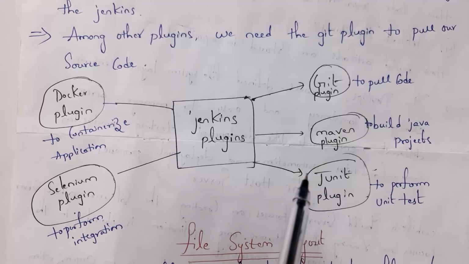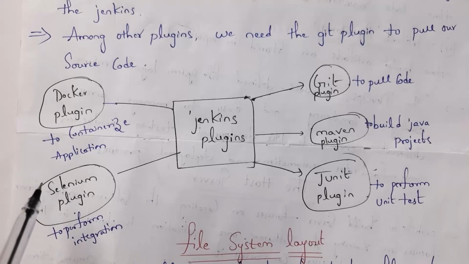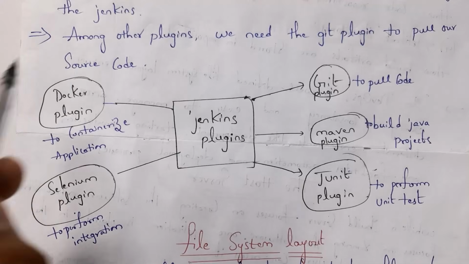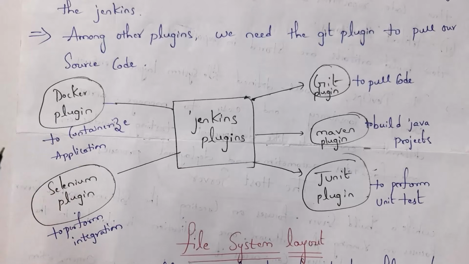By using this JUnit plugin, you can perform unit tests. And next one is Selenium plugin. By using this Selenium plugin, you can perform integration tests. And next one is Docker plugin. By using this Docker plugin, you can place your application in containers. These are some of the popular plugins that you can install in Jenkins server.